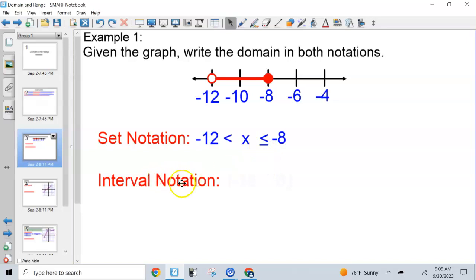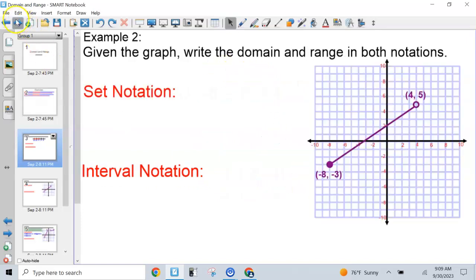For interval notation, how far left does it go? -12, open, so I put parentheses. How far right does it go? -8, closed, so bracket.